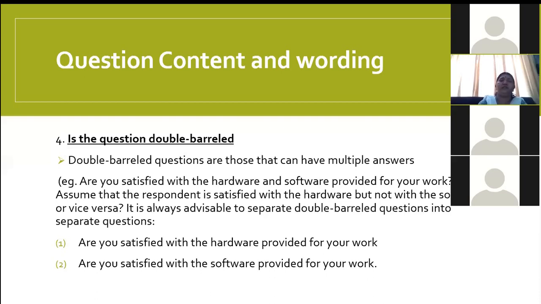See, this is the question: are you satisfied with the hardware and software provided for your work? You may be satisfied with the hardware, but you may not be satisfied with the software. So you should not ask questions like this. First you have to ask, are you satisfied with the hardware provided? Then, are you satisfied with the software? Double-barrelled questions should not be used. So that is very important.